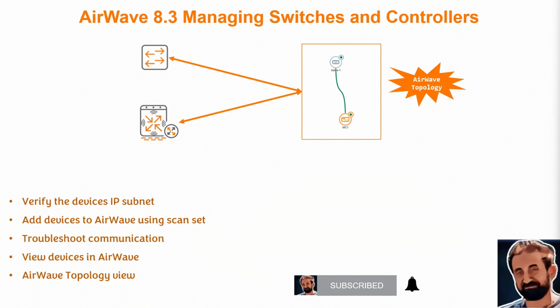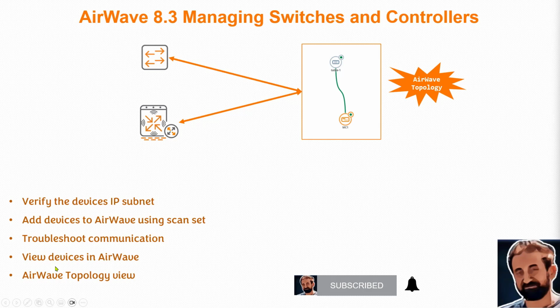What we're going to do initially is verify the IP subnet, and then we will add devices in Airwave using a scan set, and then we will look at whether there are issues in the communication. We're going to troubleshoot them, and once the devices are stable in Airwave, we can look at the devices in Airwave, some details, and then we can look at the Airwave topology view.